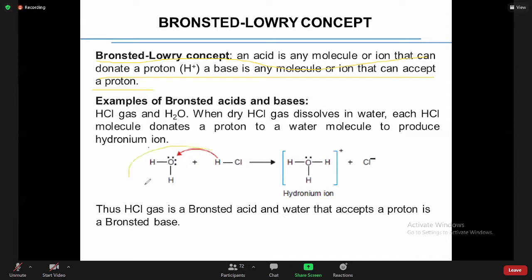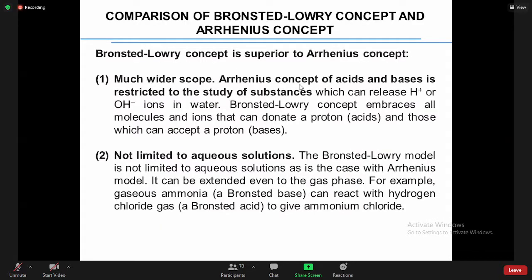Yes, sir. So here, which one is acid and which one is base according to the Bronsted-Lowry concept? Sir, HCl is an acid and Cl minus is a base, sir. Okay, conjugate base. The term conjugate will come later on. So as you already told, there is the conjugate base of HCl, and this is the conjugate acid of the water molecule, right?